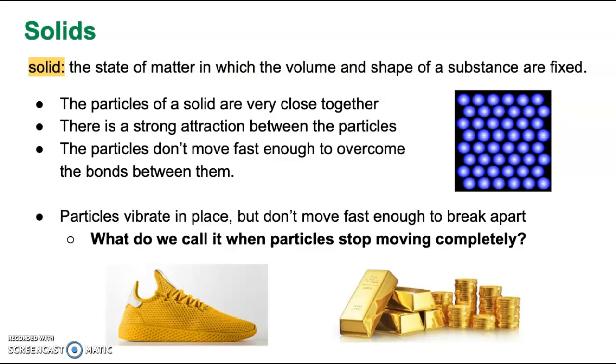Taking a step back now, let's look at each of these in a little bit more depth. So a solid is a state of matter where the volume and the shape of a substance are fixed. That's just a fancy way to say that the volume is never going to change in a solid and the shape is never going to change in a solid. It's because these particles are stuck so closely together. There's a strong attraction between them and they don't have enough energy. They're not able to move fast enough to overcome these bonds.